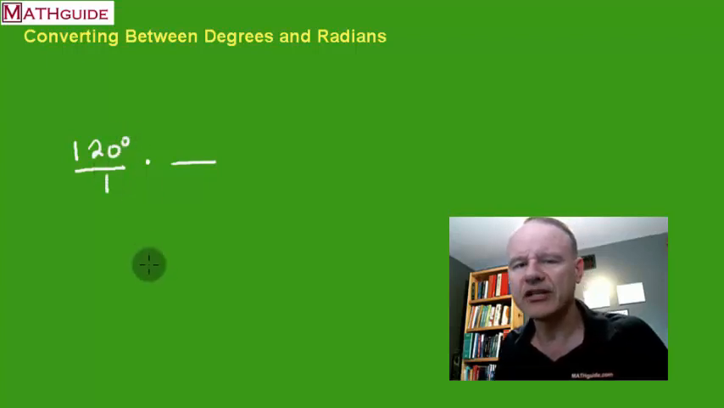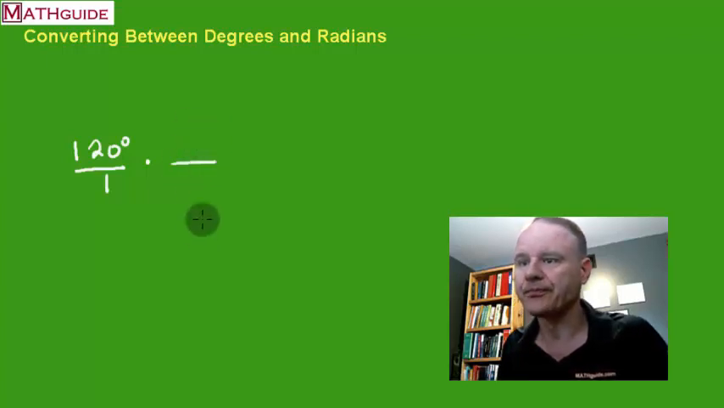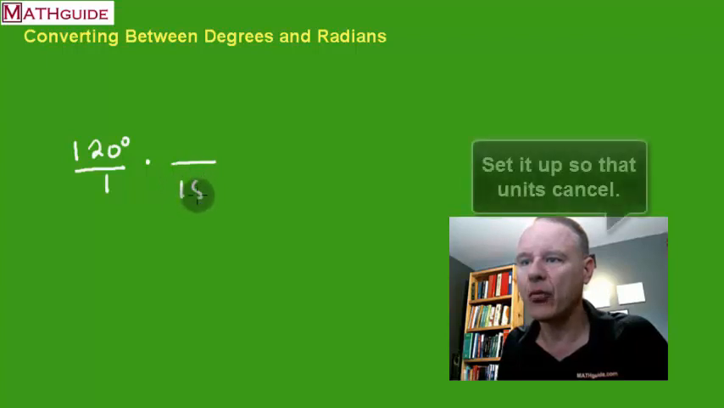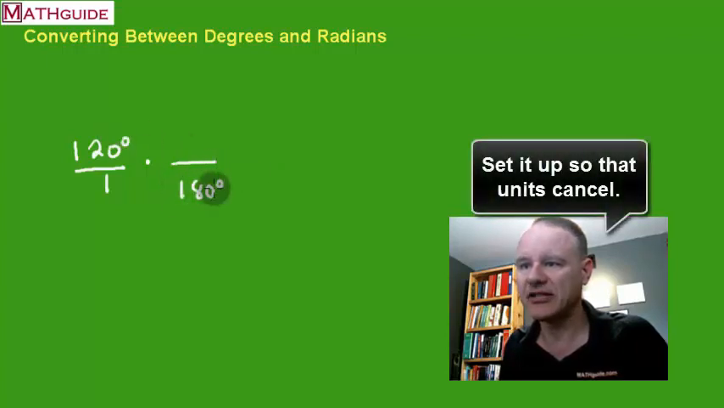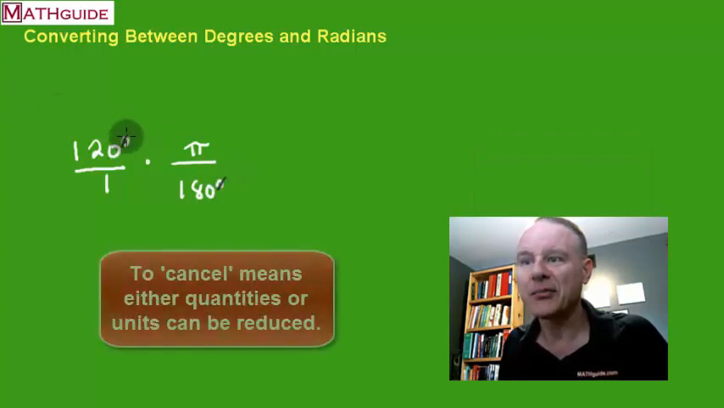I've got degrees in the numerator, so the only way to cancel degrees is to get the degrees in the denominator in our conversion ratio. In other words, I have to put the 180 down here. See, I'm setting this up so the degrees will cancel. If I do it the other way, 180 on top and pi on the bottom, nothing cancels. It's not the right way to go. You always set this up so that something cancels. Right now I could cancel the degrees, so to speak.